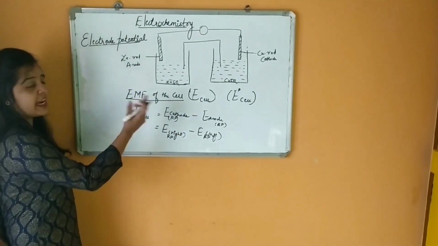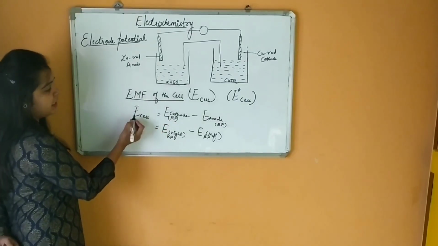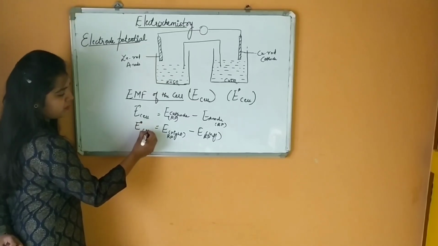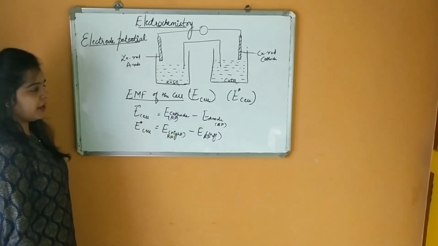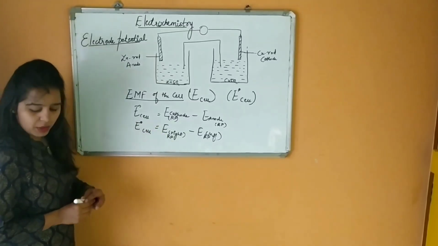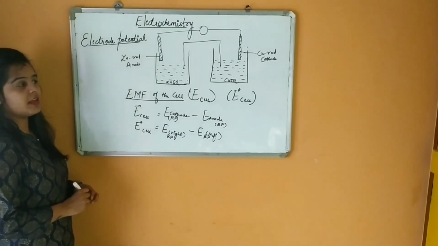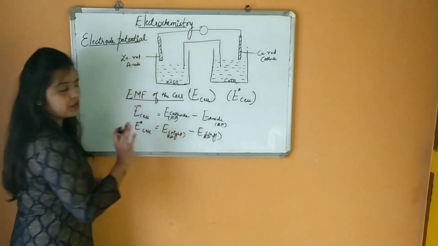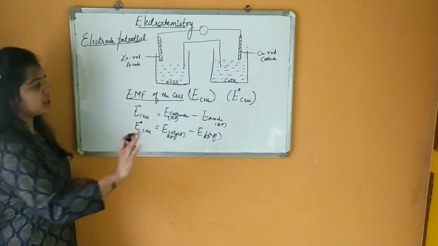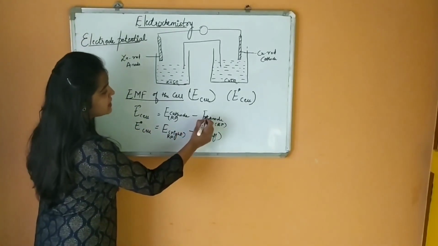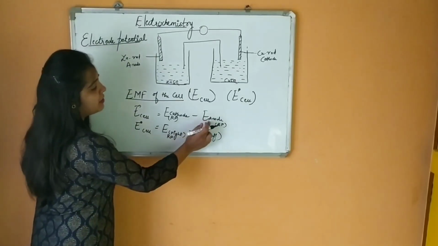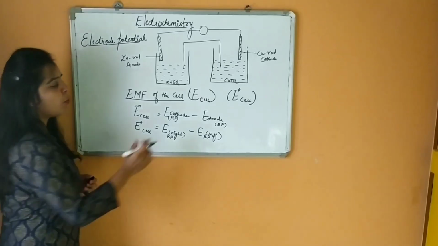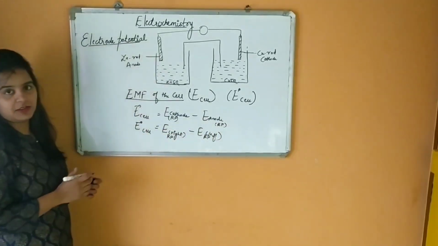If the standard EMF of the cell is asked, then it will be E naught of cell, and here also it will be E naught of cell. Okay. So now we will be seeing the numericals, and then you will come to know why we have taken only reduction potential. Students, it's very much clear. Now you may ask me a question that, Madam, at the anode oxidation potential is measured. Why have you written reduction potential?